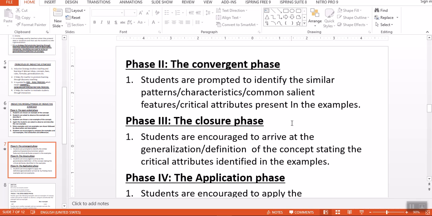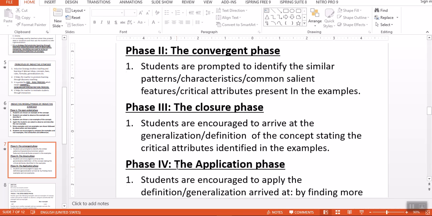Phase three is the closure phase, where the students are encouraged to arrive at a generalization. Based on those characteristics, salient features or patterns, the students would be able to tell something about those objects. Therefore, they will be able to define it.